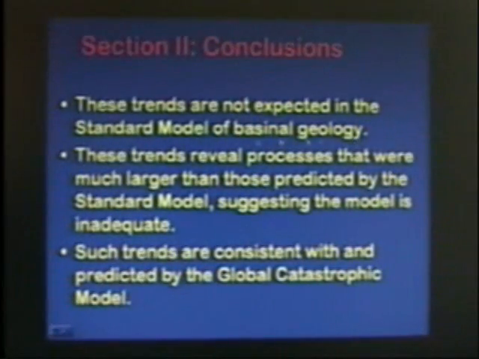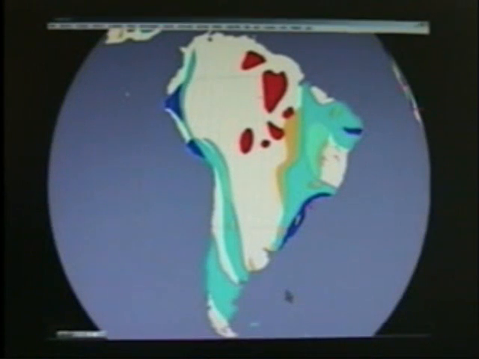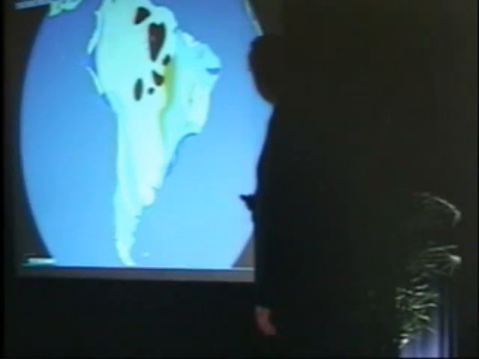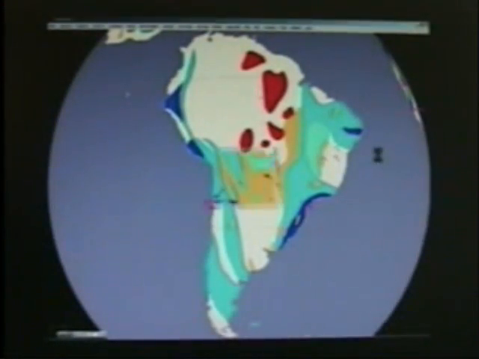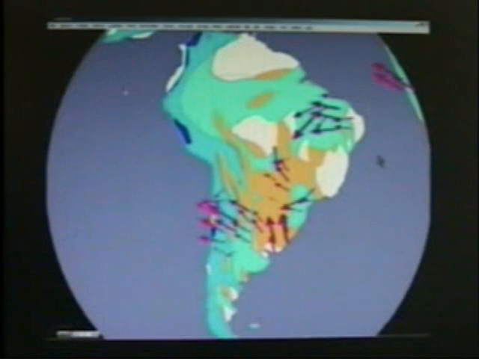So what happened here in the Paleozoic and Mesozoic is inexplicable. These trends are not expected in the standard model of geology. The trends reveal processes that were much larger than anything that you see today, and they are consistent with the global flood. Let's go to South America. What would you expect in the Precambrian and in the Paleozoic? In the Precambrian, you have basins, you have all these strange things, not many measurements around. If you go a little bit higher, suddenly, boom, the water flowed right across the continent.